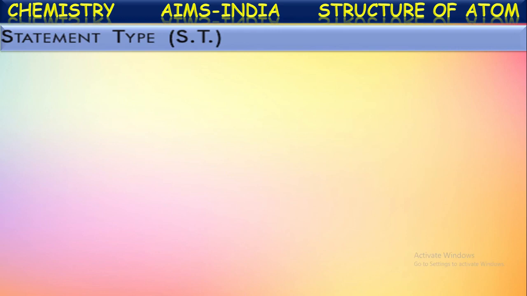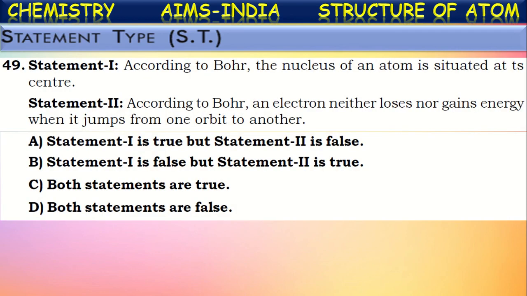Let us see next about statement type questions. See the first question. According to Bohr, the nucleus of an atom is situated at the center. Is it correct? Yes. According to Bohr, he proposed that the nucleus of an atom is located at the center part of the atom. Around that, electrons are revolving in concentric circular paths.